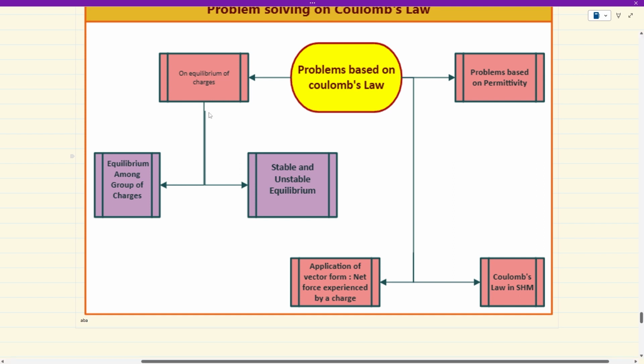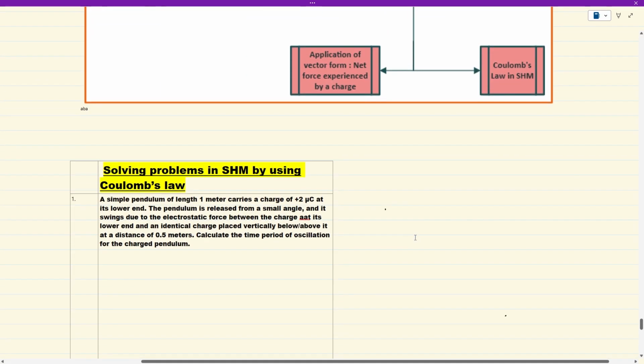Equilibrium of charge itself can solve many problems if you have a clear idea about stable and unstable equilibrium or equilibrium in a group of charges, but it is sometimes related to vector form. Why have I taken vector form separately? Because some problems can be done with the help of vector form only. The vector form of Coulomb's law has vast application and can be used in any problem in electrostatics. So let's see what kind of sums we can solve in today's class.